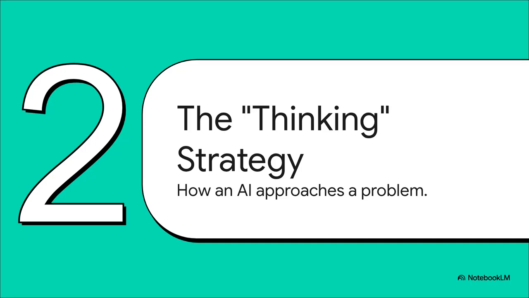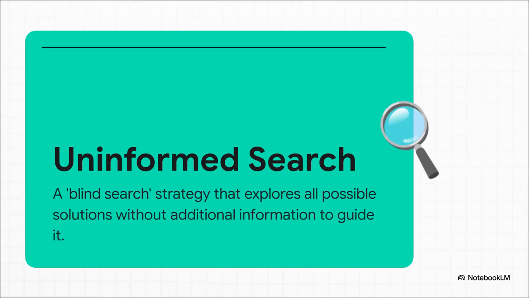So once we know what to solve, the next big question is how? AI has evolved in its thinking strategies over the years. We're going to start with the classic methods, the ones that laid the groundwork for all artificial reasoning. The first strategy is blind or uninformed search. The analogy here is perfect. It's like searching for your keys in a pitch-black room. You have no clues, so you have to systematically check every single corner until you find them.